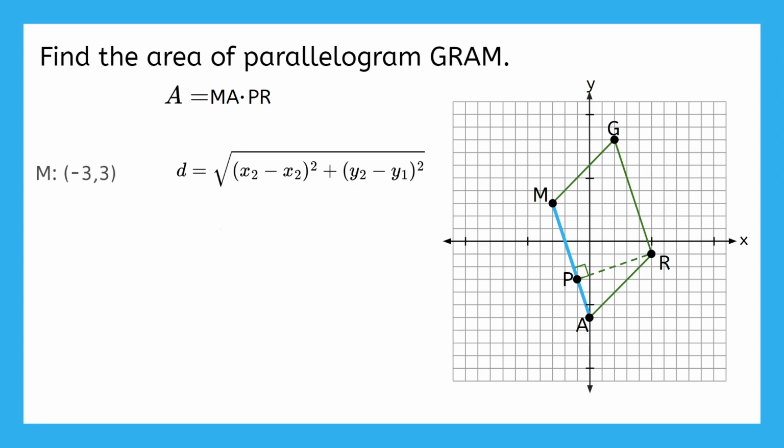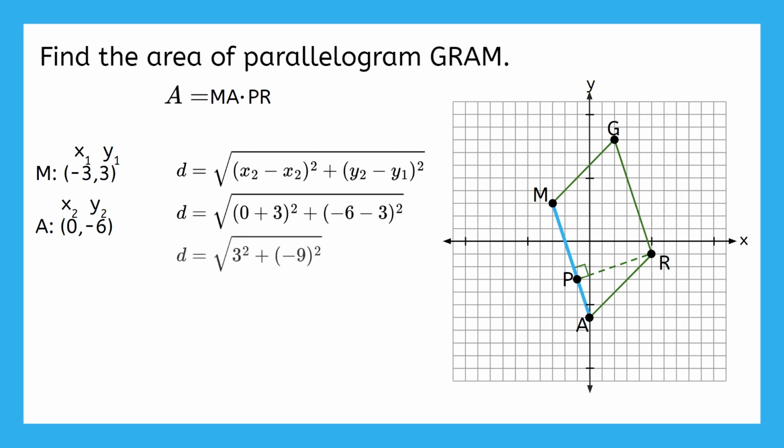Point M is at -3, 3, and point A is at 0, -6. I'm going to use M as x1 and y1 and A as x2 and y2. If you chose to substitute them in the opposite way, that is totally okay. You will still get the same answer. Now that I have my points, I can substitute my coordinates into the equation, simplify everything under the square root as much as possible, and then simplify the square root to get a length of 3√10 for segment MA.